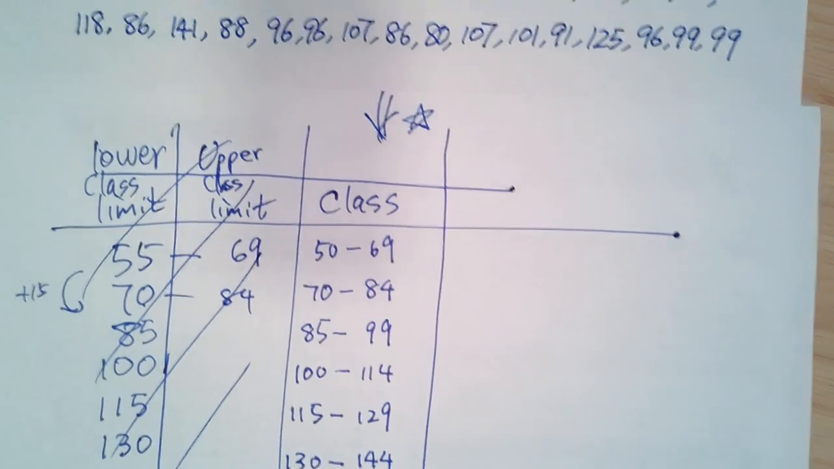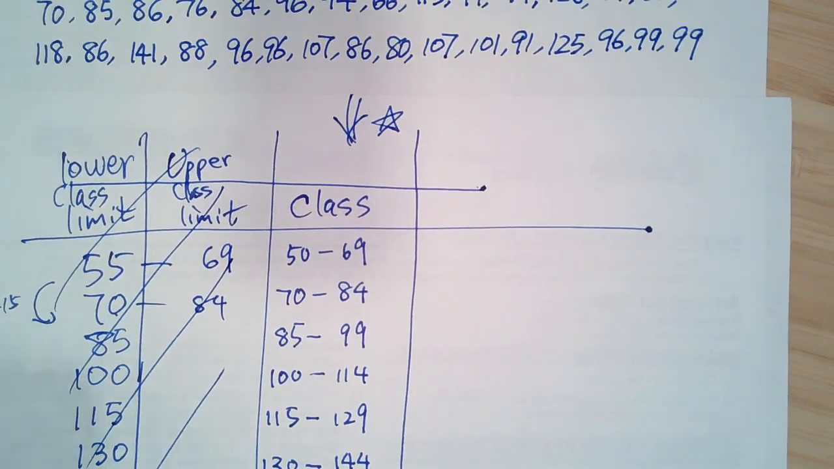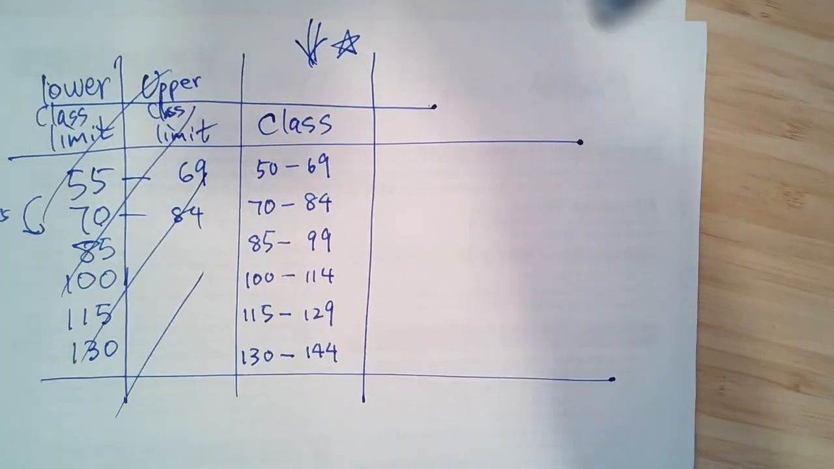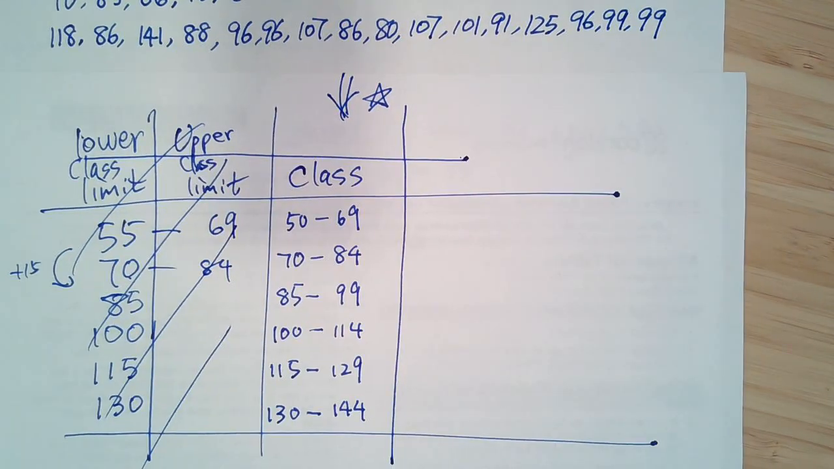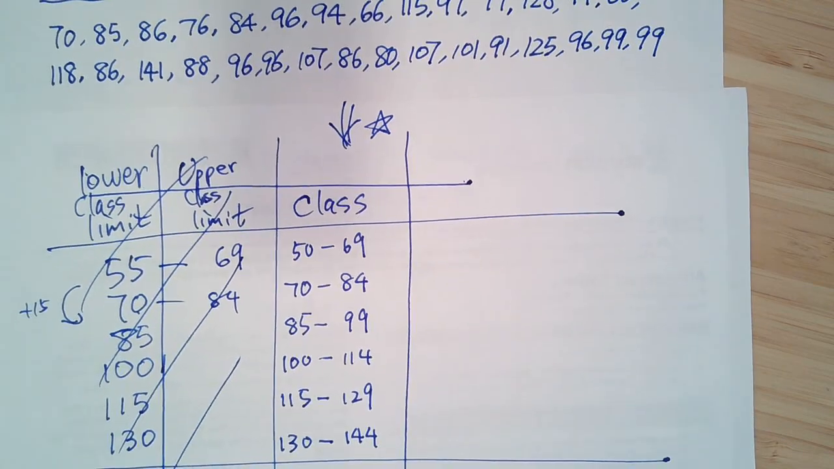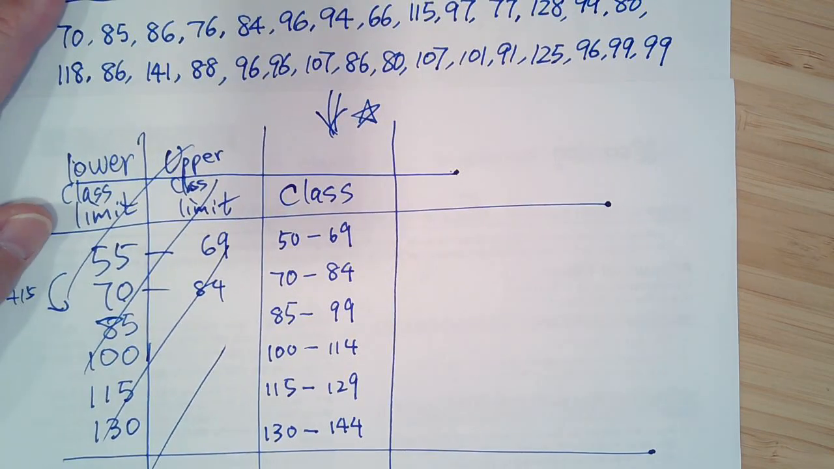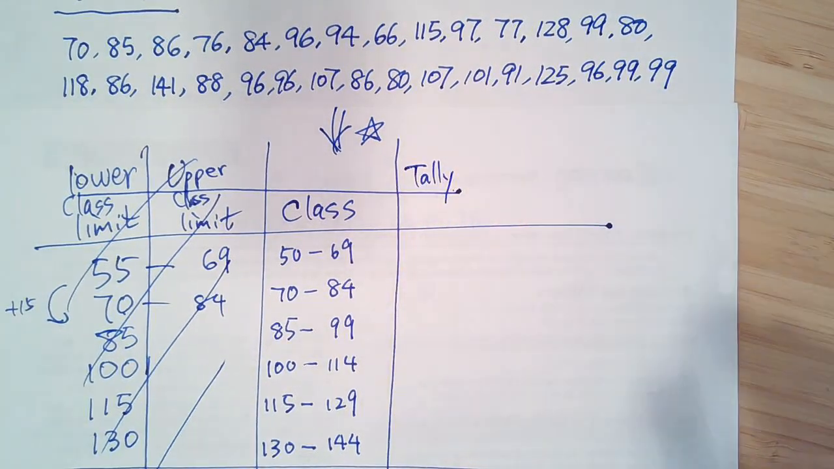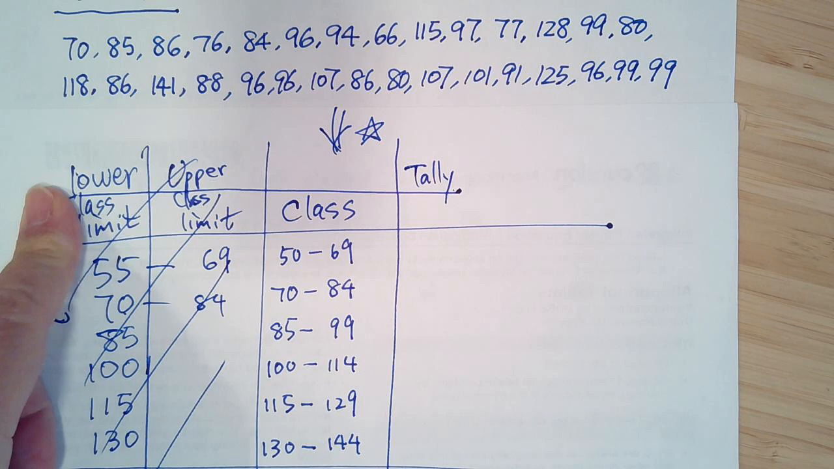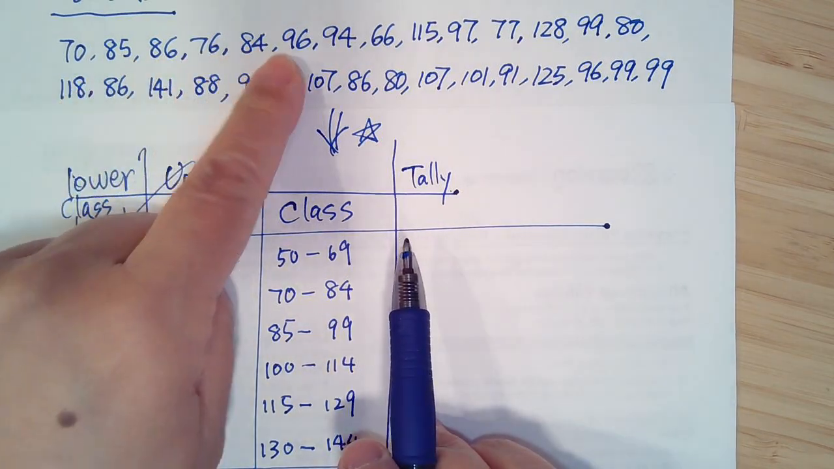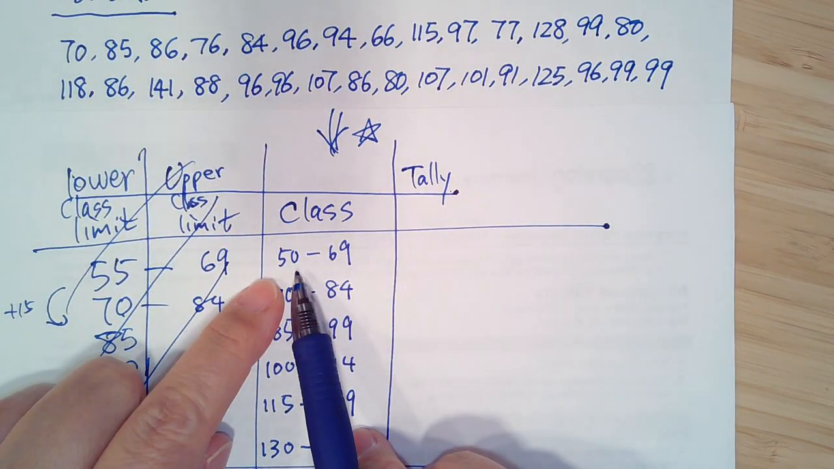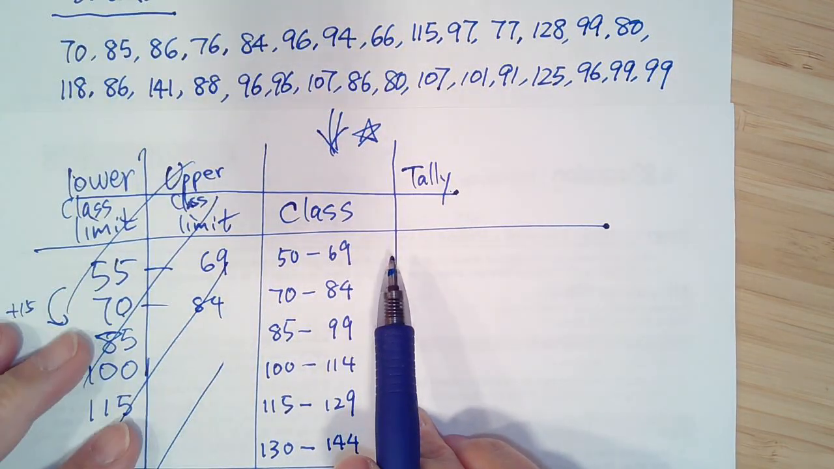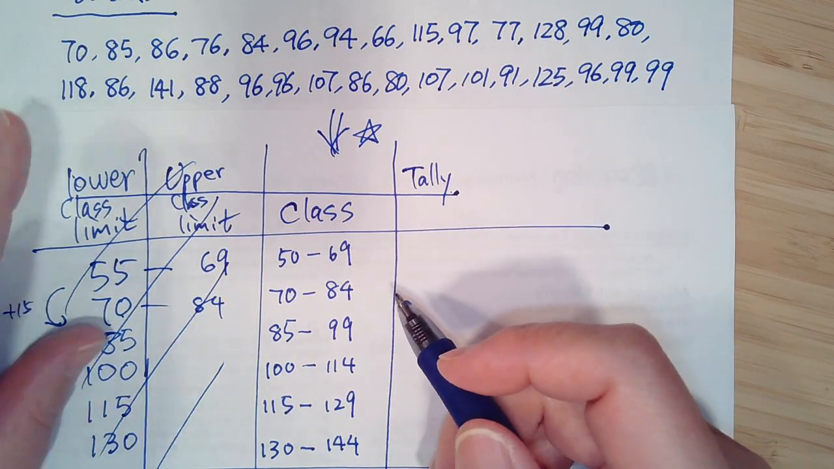Okay, now the next job, once you have these classes, is to do a little tally. Let me lift this up a little bit so we can see the whole thing. I'll show you how to do this. I call this a tally. It's much easier to go through those 30 numbers once than to count how many numbers are between 50 and 69, which means going through all 30 numbers again and again. Okay, now let's see what we're going to do.